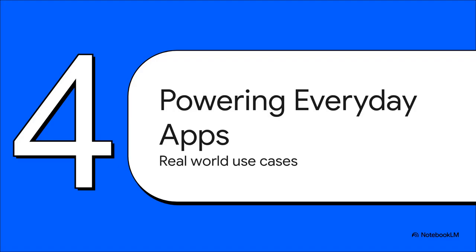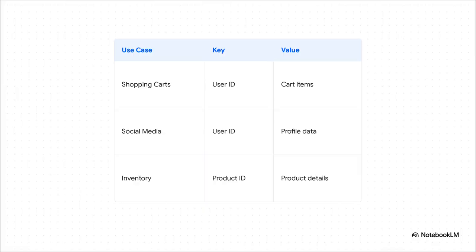Section 4, powering everyday apps, looking at real-world use cases. Let's map out your daily digital journey. When you add items to a shopping cart, the app uses your user ID as the key to instantly fetch your cart items. On social media, your user ID pulls up your entire profile data in one quick lookup. In inventory management, a product ID instantly retrieves stock levels. And it does this without scanning some massive, bloated table of every product in existence.